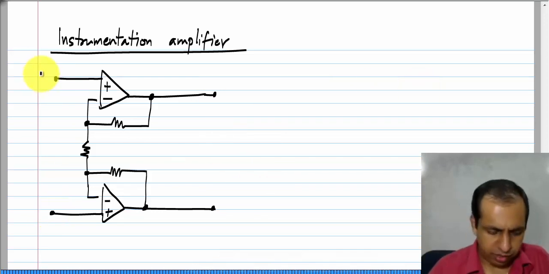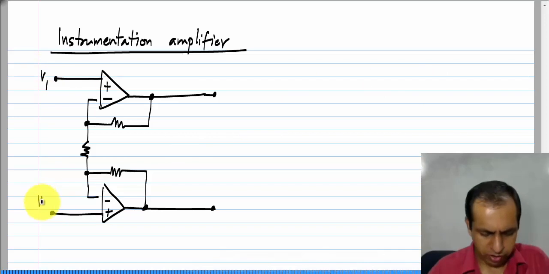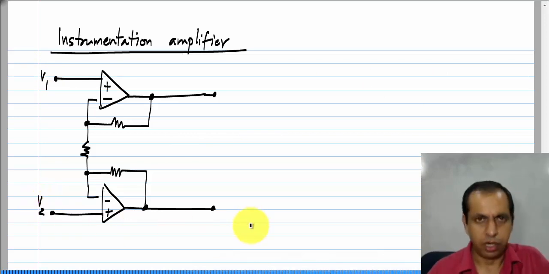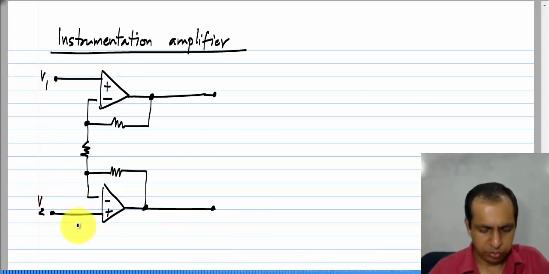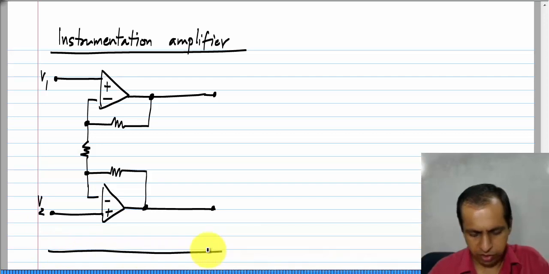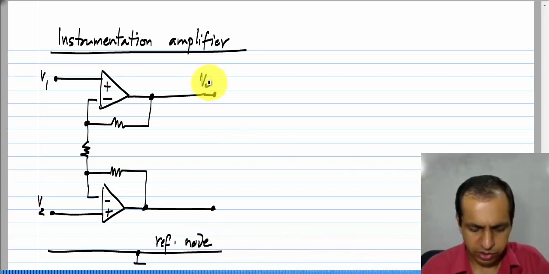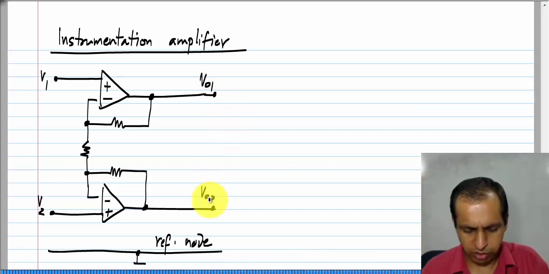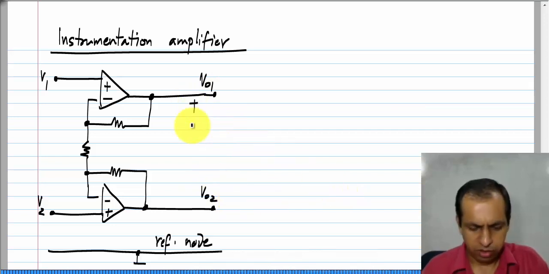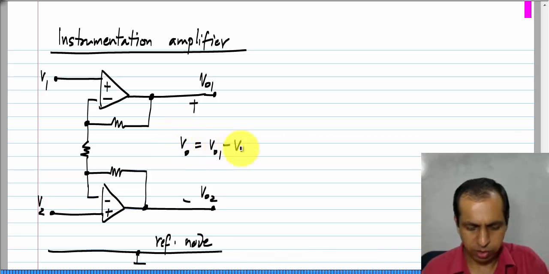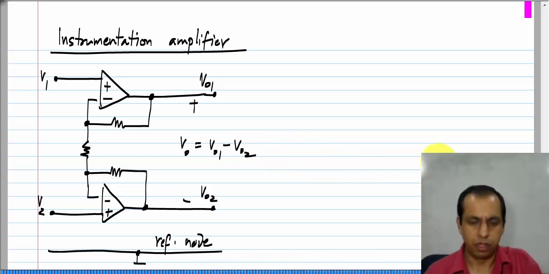And let us say I have V1 and V2 at the two inputs. Again, this means that they are V1 and V2 with respect to some reference node. And I have these two node voltages as the outputs VO1 and VO2. In particular, the difference between these is considered to be the output VO, which is VO1 minus VO2.